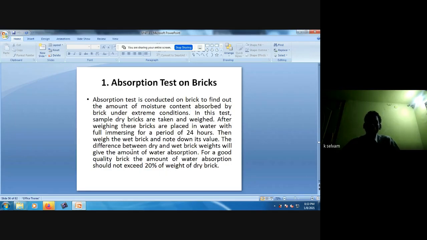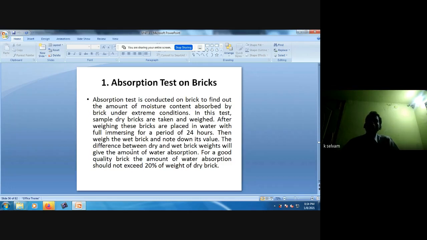The absorption test on bricks. The absorption test is conducted on bricks to find out how much moisture content is absorbed by the brick at an extreme condition. In this test, we take a sample of dry bricks. Initially, the dry brick will be weighed. It's known as W1.